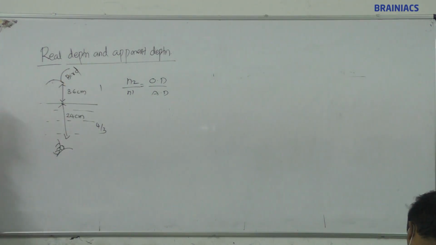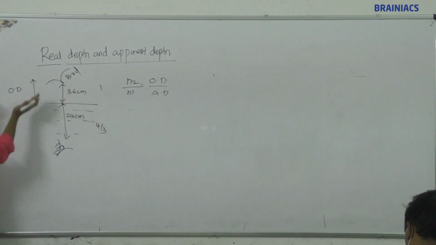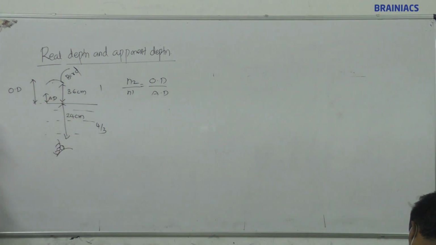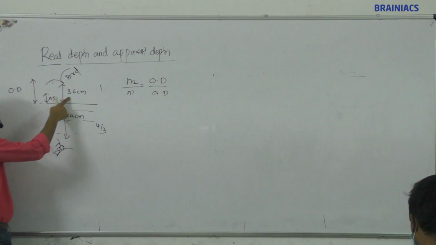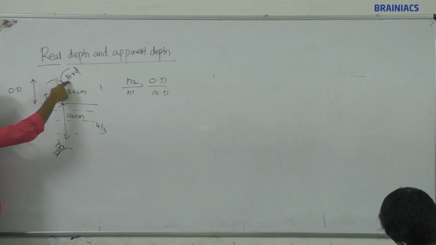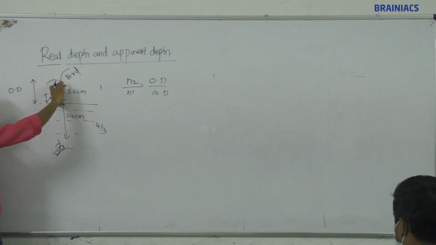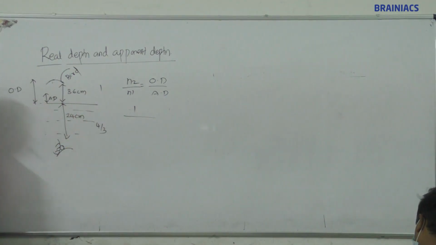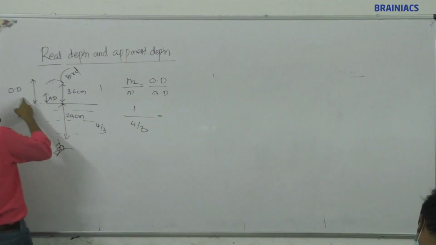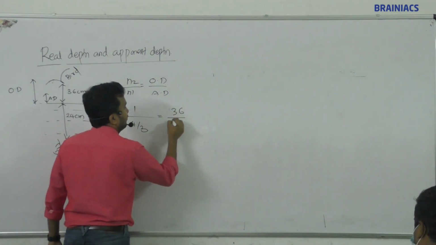The fish is your eye. So what is the original depth? This is your original depth, 36 centimeter. You are looking from here. N2 divided by N1: N2 is the place where the object is, and it is 1 where the object is placed. I am looking from here, so N1 is where you are looking, which is 4 by 3. The original depth is 36 now, and the apparent depth I don't know.